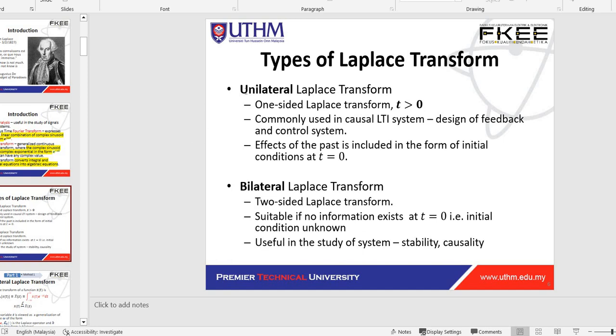These are the two types of Laplace transform that I explained to you just now. Unilateral means it's just a one-sided Laplace transform, which starts from 0 to infinity. Okay, you still remember the limits? The integration is either from negative infinity to infinity, or 0 to infinity, or negative infinity to 0. But unilateral refers to the one-sided Laplace transform, where t is more than 0. This means it's from 0 to infinity.